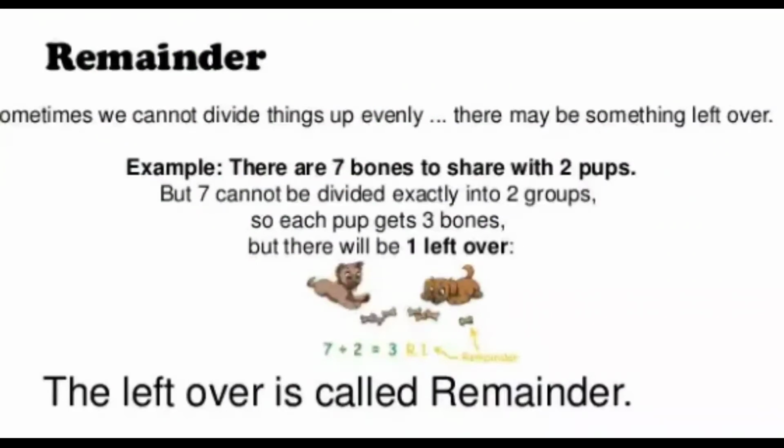Remainder. Sometimes we cannot divide things up evenly. There may be something left over. Example, there are 7 bones to share with 2 pups. But 7 cannot be divided exactly into 2 groups. So each pup gets 3 bones, but there will be 1 left over. The leftover is called the remainder.